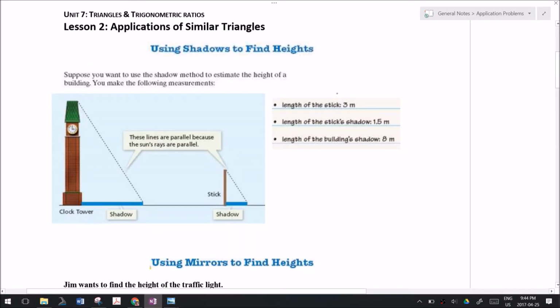The last thing to cover are just some application problems. So how can we use similar triangles in real life? There are two ways that we're going to look at. The first one is by using the shadow created by the sun to estimate the height of objects.